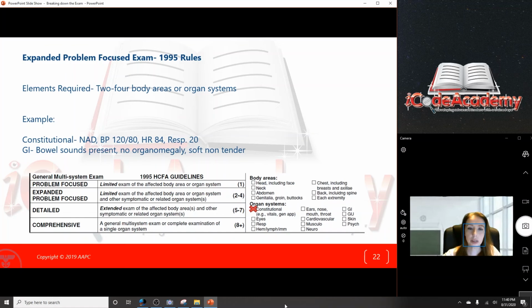So reading the documentation, provider notes bowel sounds, which again, our bowel sounds happen or occur within our intestines, no organomegaly or no organ swelling, as well as the abdomen being soft and non-tender. This is perfect documentation and just what we need to support a GI organ system. And that's it. We have 2 organ systems, and that's all we need for an expanded problem-focused exam.